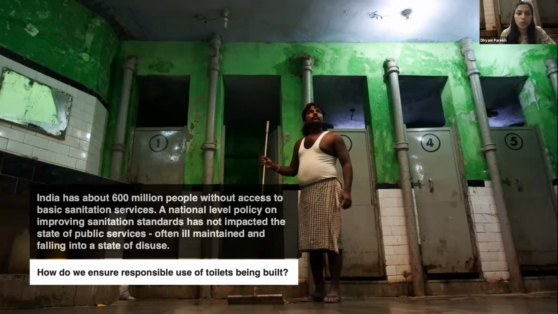We all have been through colonization by Western countries, and we all have struggled to look at identity, where we belong, and what we are, and we have similar issues as countries. We have discriminations in our country and things like that, and we have this idea of society that is hanging over our heads. India has about 600 million people without access to basic sanitation services, and the question to ask is how do we ensure responsible use of toilets being built? Building toilets is not a problem, but how do we ensure the use?